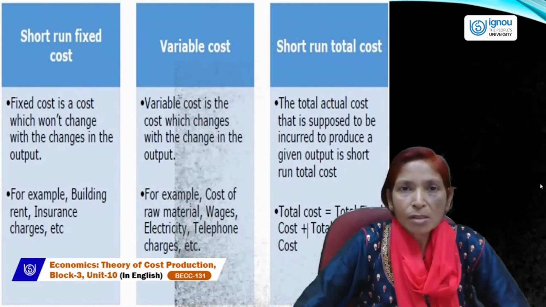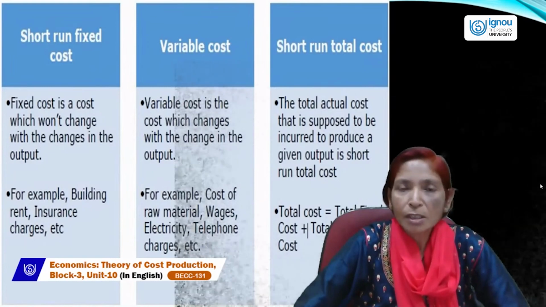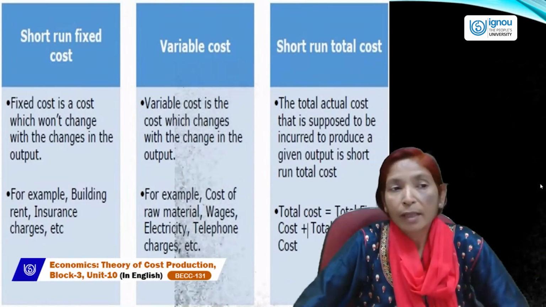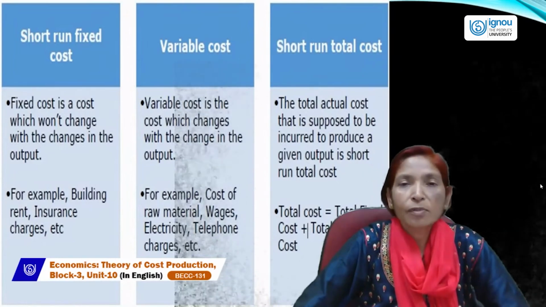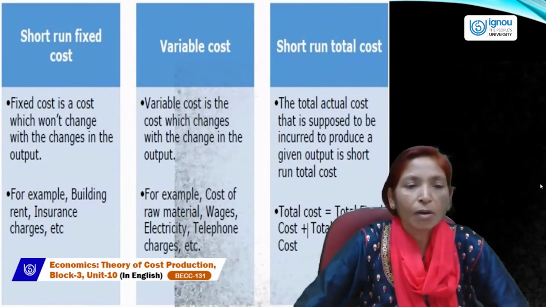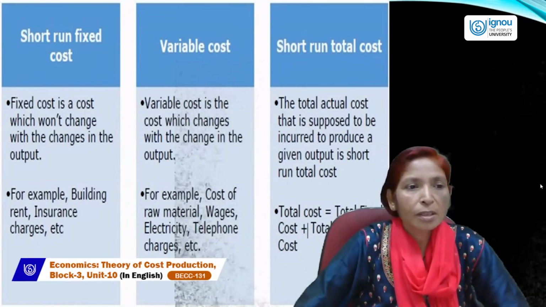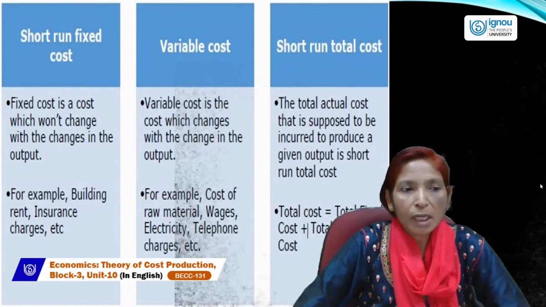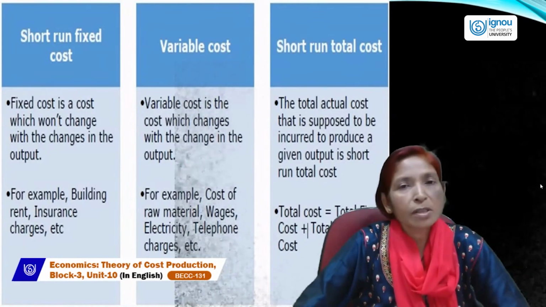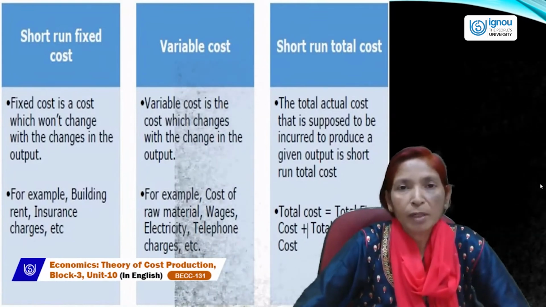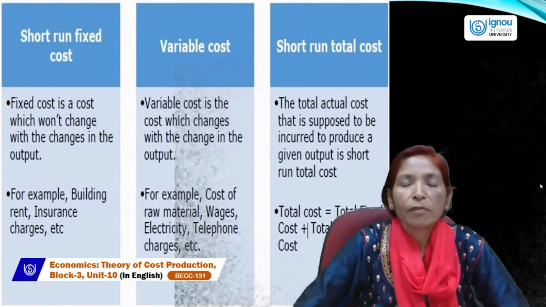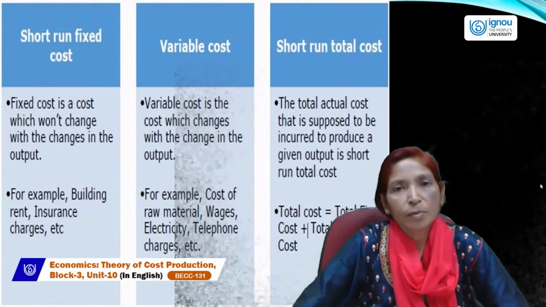Variable cost is that cost which can vary, which can change according to the level of output. Fixed cost is that cost which remains always fixed. It will not change, whether output rises or falls. So fixed cost is a cost which won't change with a change in the level of output. But variable cost, which is clear by its name, is that which can change, which can vary. So variable cost is the cost which changes with the change in the level of output.